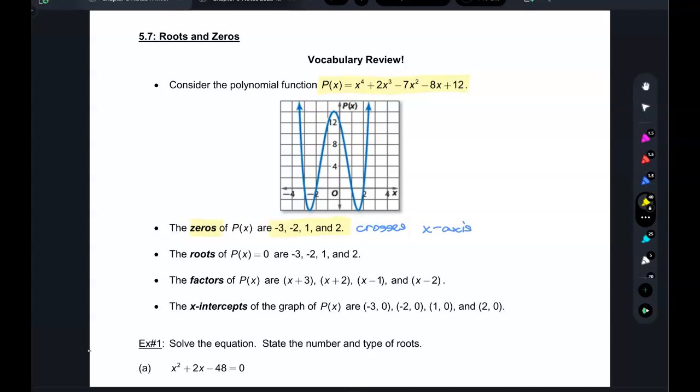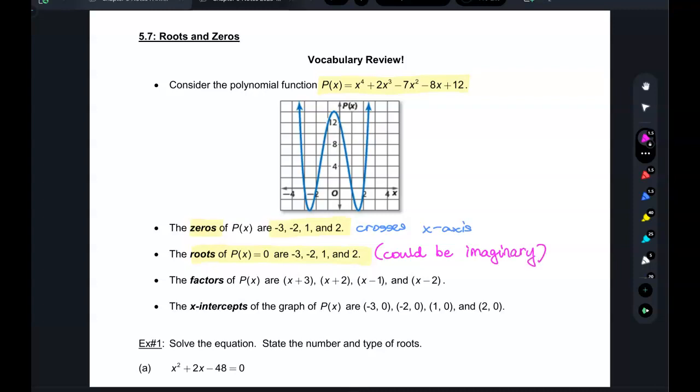These are my 4 zeros. If I ask you for the roots, those are all the same thing. They're all the places where it crosses, and sometimes we have imaginary roots. Just a quick reminder, that's when we set the polynomial equal to 0. So zeros and roots are the same thing? Well, okay, be careful.